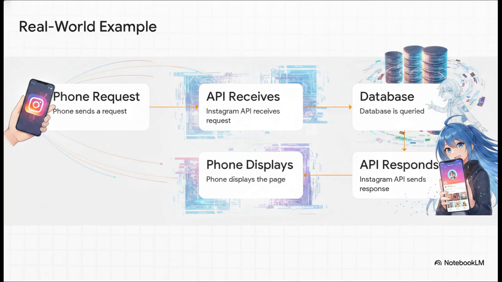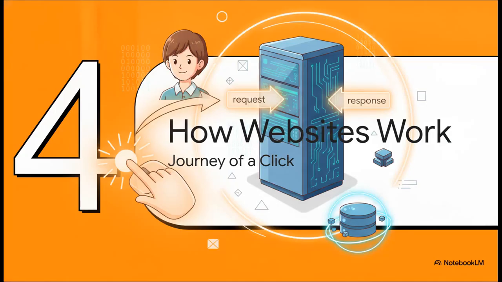Step 4, the API packages the data up and sends a response. And step 5, your phone instantly displays the profile. This entire 5-step journey happens in mere milliseconds, and it's happening millions of times a second all over the world. Mind-blowing, right? All right, section 4, how websites work.